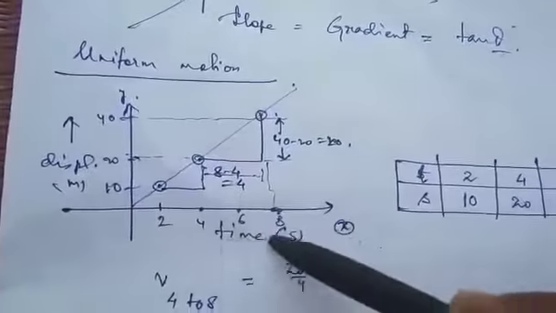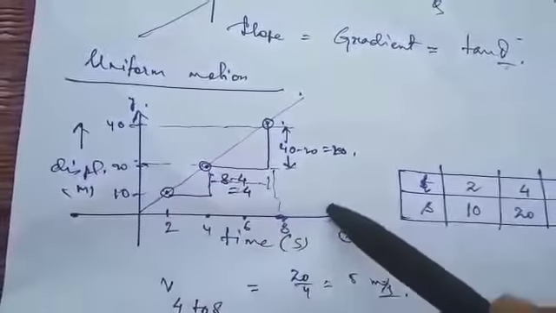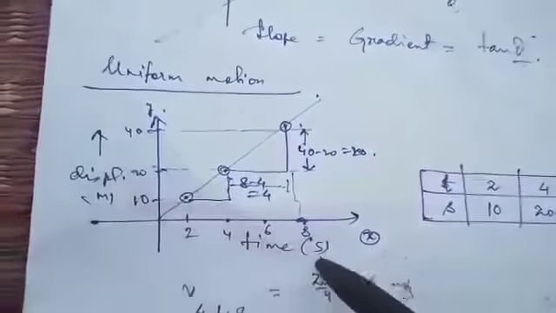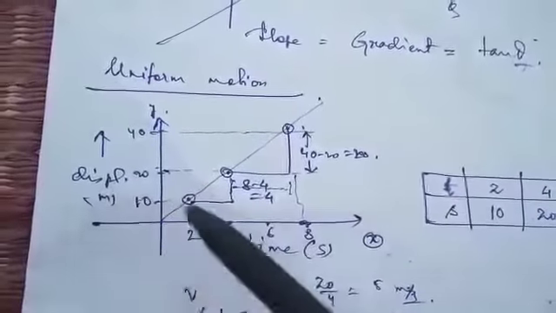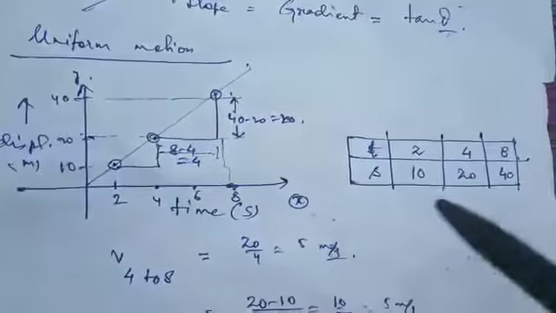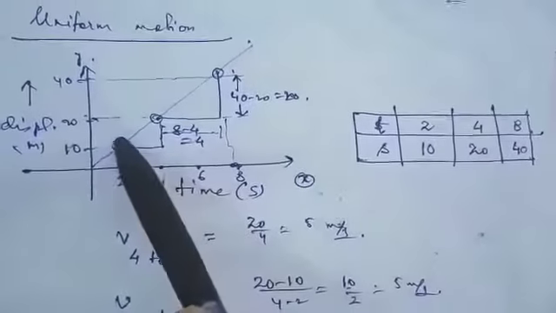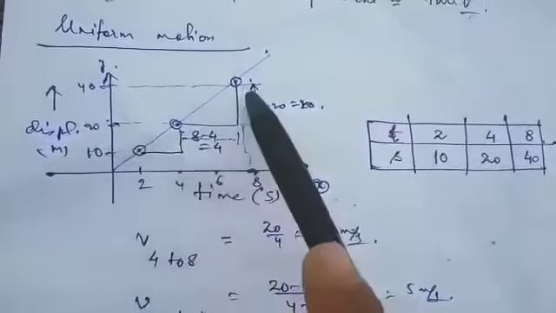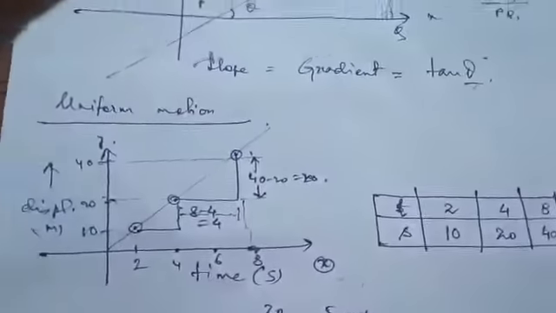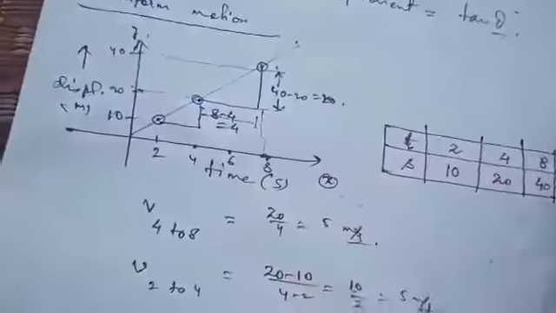Generally, in most of the cases, not in all the cases, the independent quantity is taken along the x-axis, and the dependent quantity, which depends on time, is considered along the y-axis. So what we have done, we have plotted the points (2, 10), (4, 20), (8, 40) in the coordinate axes, and we have got a straight line.